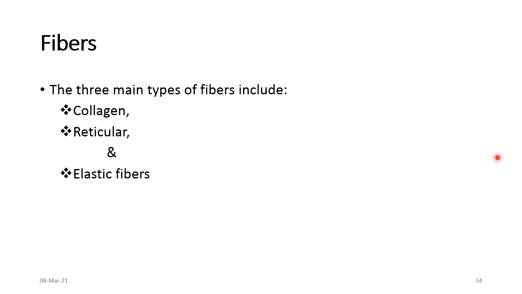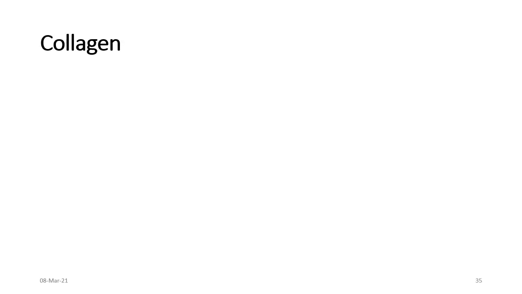Collagen and reticular الاثنين مكونين من بروتين كولاجين. هنا الإلاستيك فايبر مختلف، بيتكون من بروتين اسمه إلاستين. نتكلم أول حاجة عن الكولاجين.